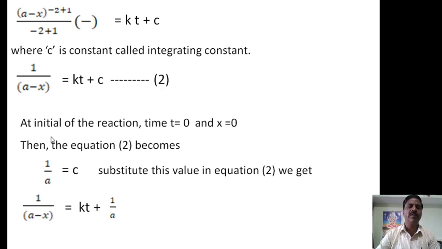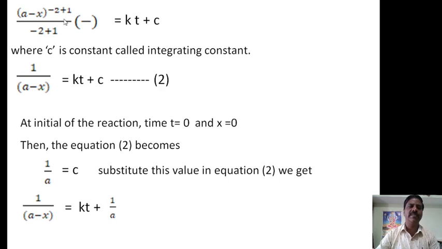Then you take the integration. You have to be familiar with the formula: integration of x to the power of n dx is equal to x to the power of n plus 1 divided by n plus 1, plus c. That is the formula. Therefore, apply it to this.